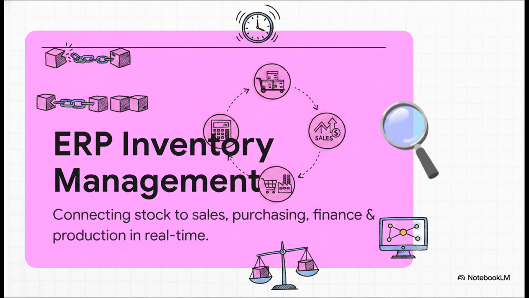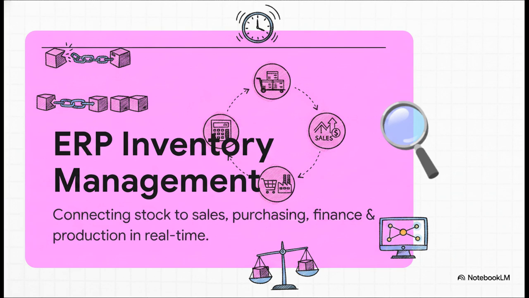It's a delicate balancing act, right? If you've got too much stock, you're burning cash on storage. But if you have too little, you're losing customers. The ultimate goal is perfect balance. So how does an ERP actually achieve this? Well, it ensures inventory is never managed in isolation.